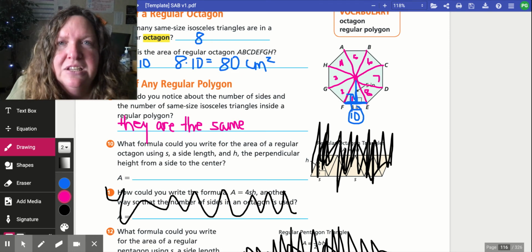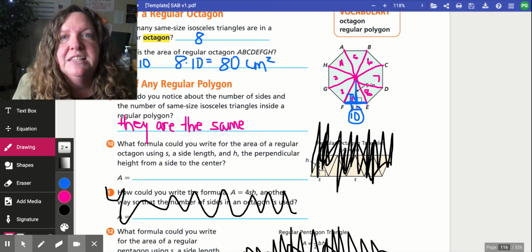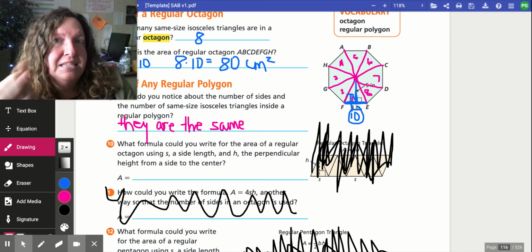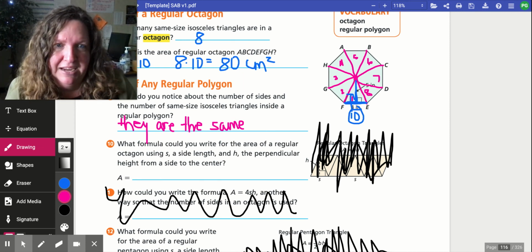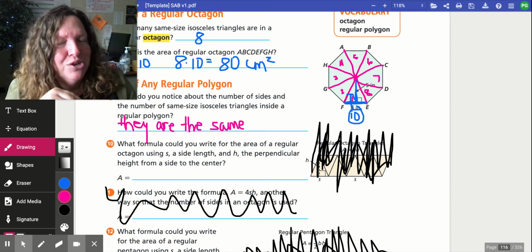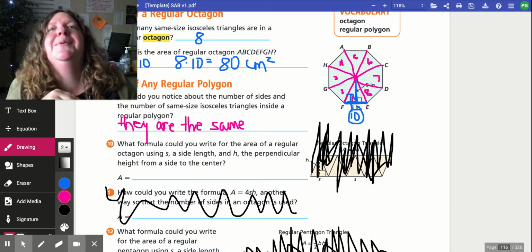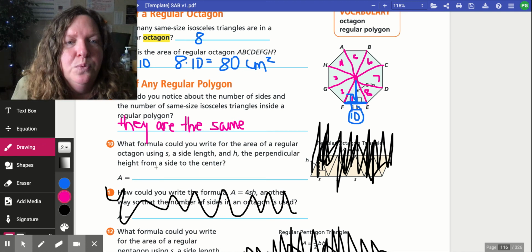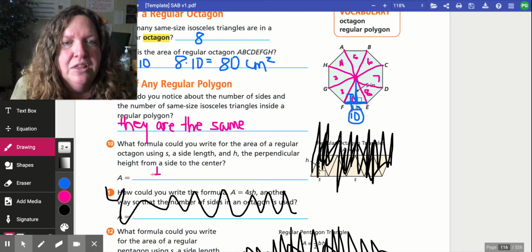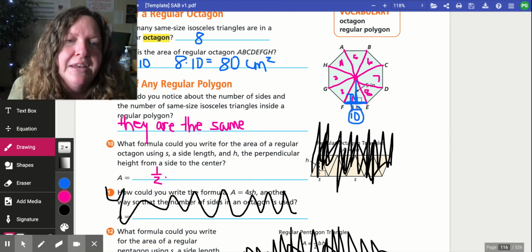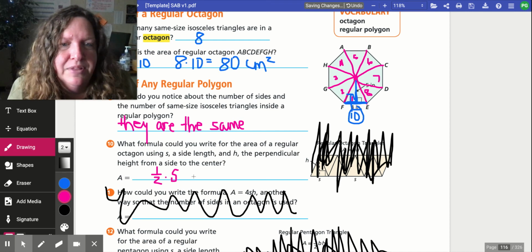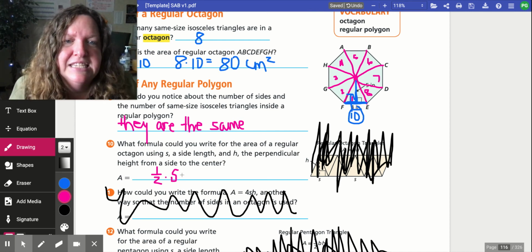So we know that the formula for a triangle is base times height. They're using S for side times height. But then we can't forget it's a triangle, so we have to cut it in half. So we've got a triangle is a half of, in this case, we would usually call it base times height, but they want us to call it the side. And I know that's hard. It looks like a 5, but it's not. It's an S, side times height.